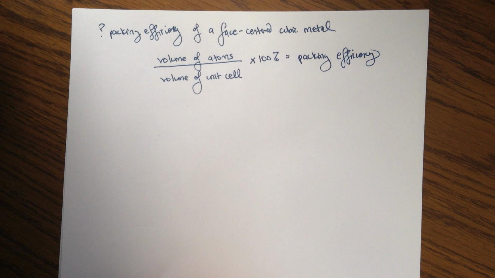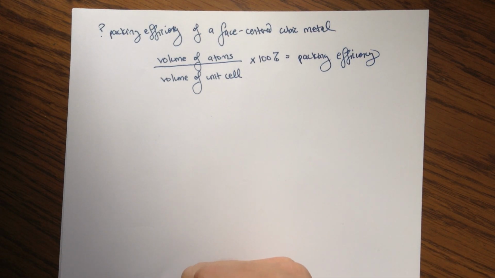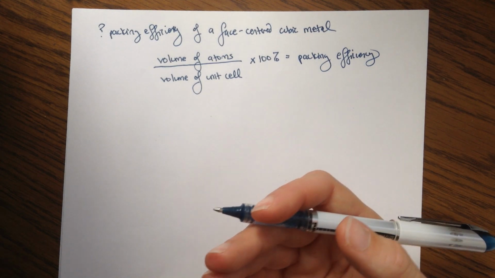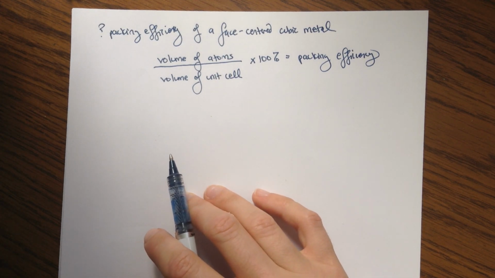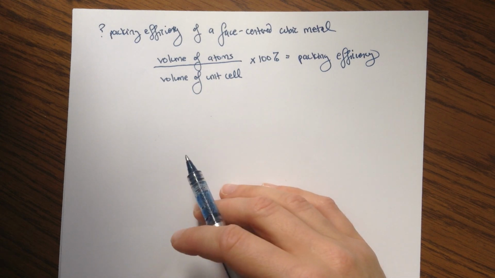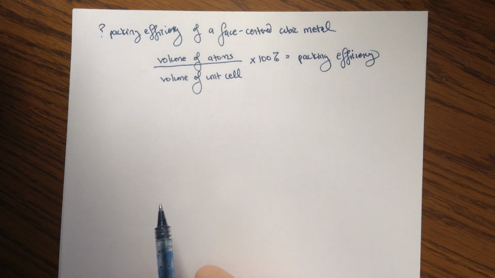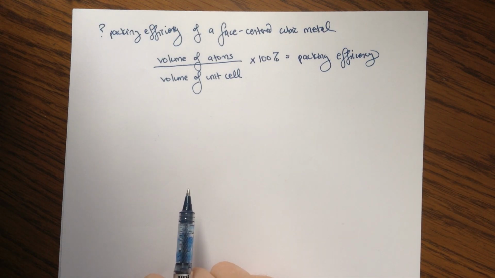Different kinds of unit cells are going to have different packing efficiencies. It's important that we learn how to calculate this, not just because it can be useful going forward in our chemistry careers, but also because familiarity with unit cells will be helpful when we start calculating things like density of different crystalline solids. So let's start with the packing efficiency of this face-centered cubic metal.